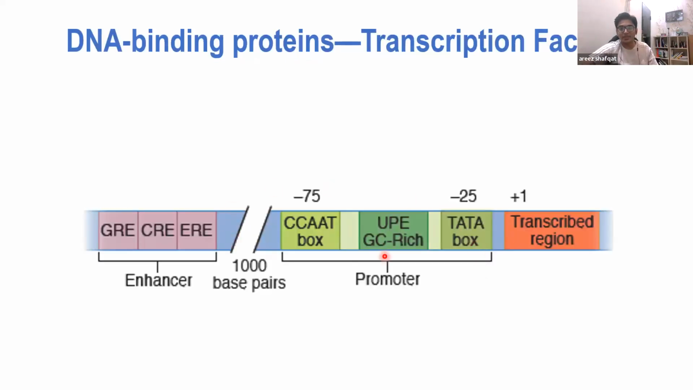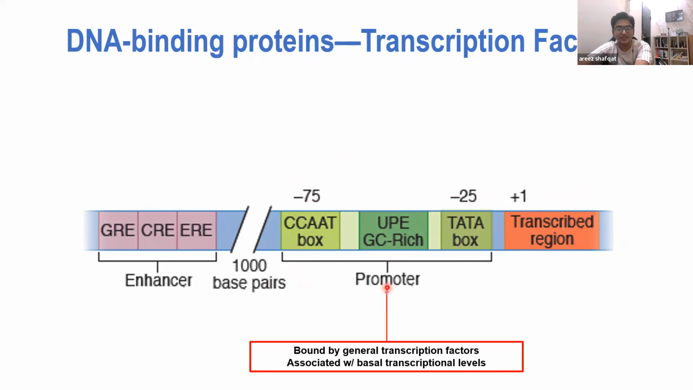So this is kind of a schematic of what I just said. This is the transcribed region. This is the gene. This is the promoter of the gene. This is where general transcription factors will bind, and it'll be associated with a basal transcription level. Okay. Then you have areas which are very, very far away from the gene. You go 1,000 base pairs back and you reach a region called a response element. A response element which activates gene expression is called an enhancer. Okay. You can see the RE here. They're all response elements, but because they activate gene expression, they're called enhancers.